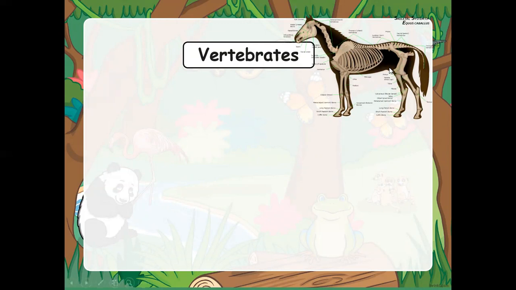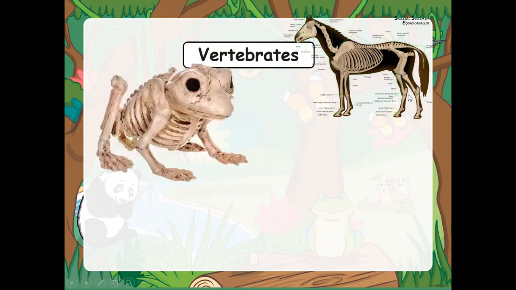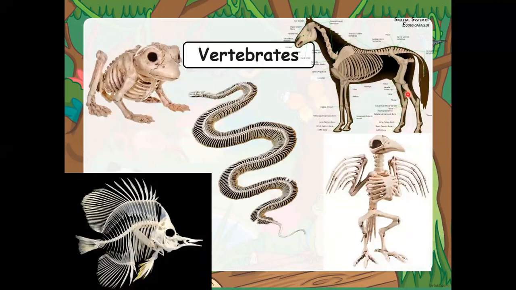Here I have a horse. The horse is a vertebrate, so he has a skeleton system or supportive system in his body. Frog is a vertebrate, it has a skeleton system in the body. Here I have a snake. Do you know that the snake has a skeleton system in its body? A bird has a skeleton system in its body, and fish too. Yes, the fish that you eat has a skeleton system inside its body.